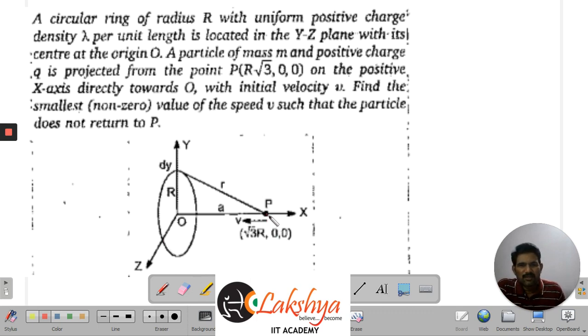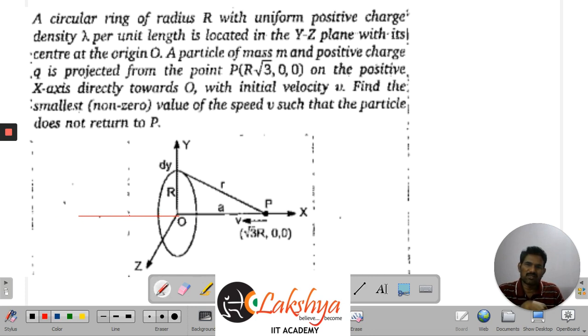Here, if you observe, when you are projecting a positive charged particle along this direction with the speed v, there exists a repulsive force between this ring and this point charge. Because of that repulsive force, the velocity goes on decreasing. Now suppose we project the particle with such a velocity that it just reaches the point O. Then that velocity becomes minimum, because once it crosses this point, the center of this ring, then because of the repulsive force it will move away from it.